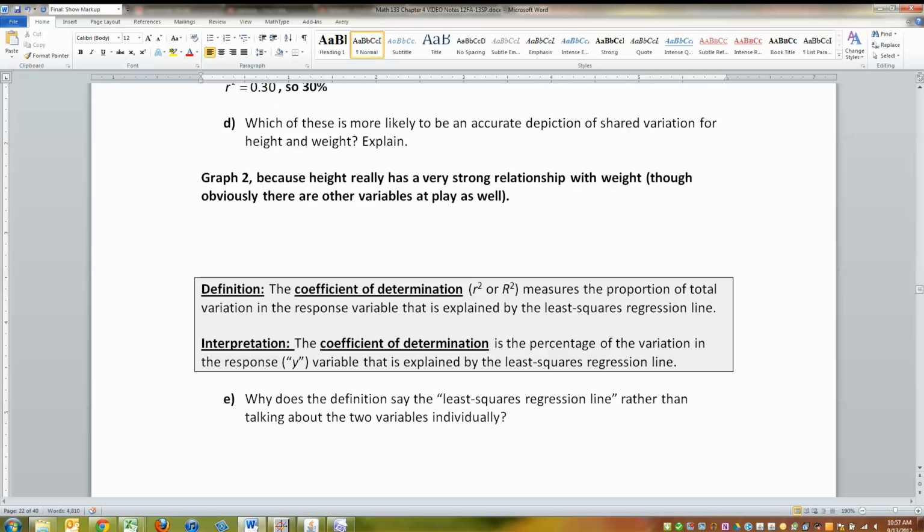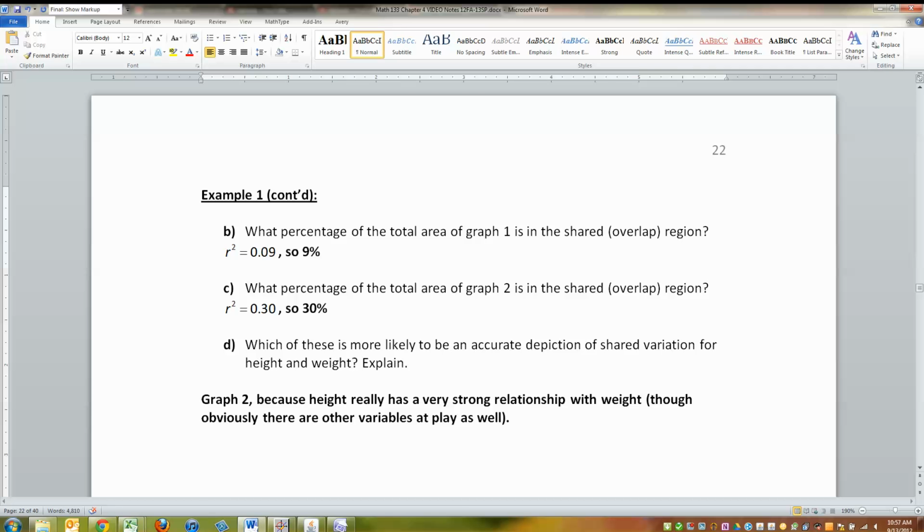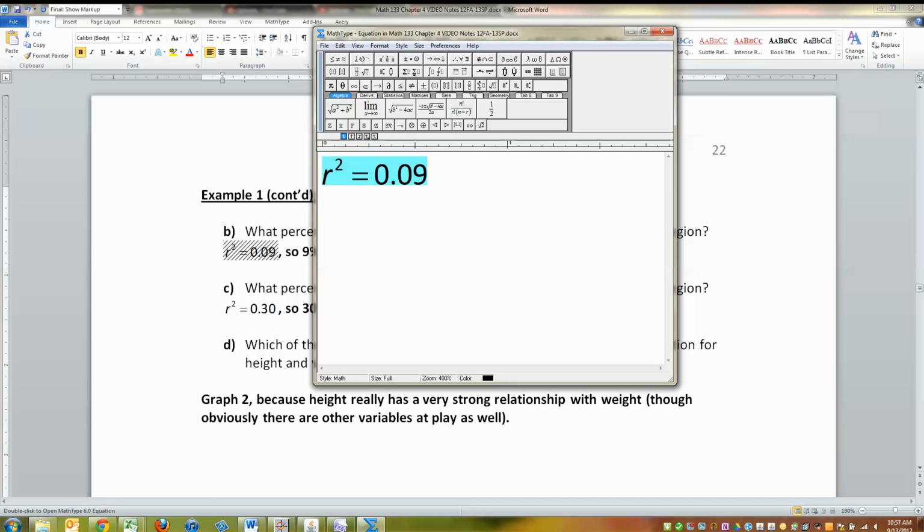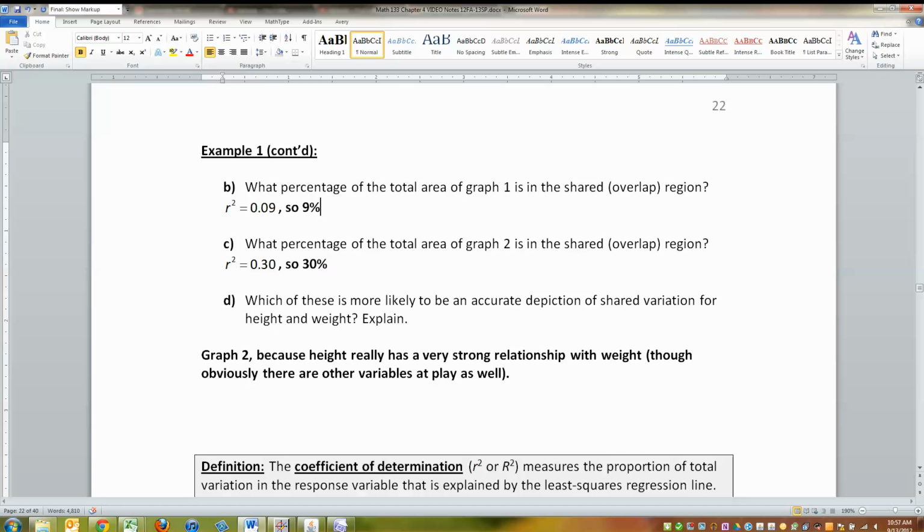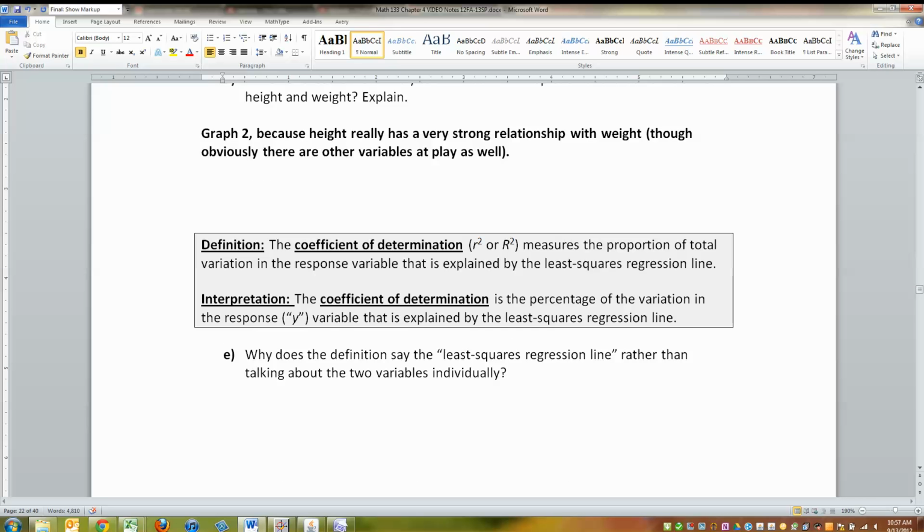All right. So that's what the coefficient of determination is going to measure for us. It's getting at these ideas. It's the amount of shared variation. It's the amount that's in the overlap. So what that means is it's the percentage of variation in the response variable that is explained by your least squares regression line.